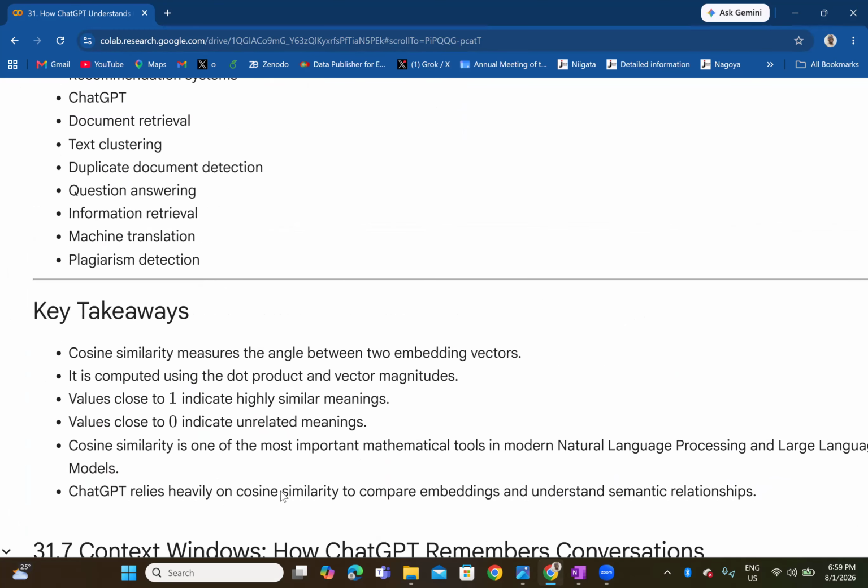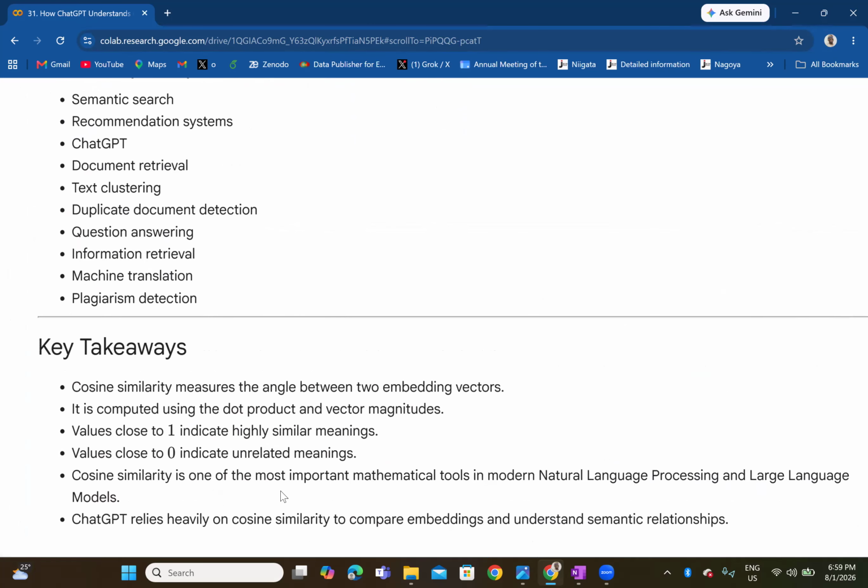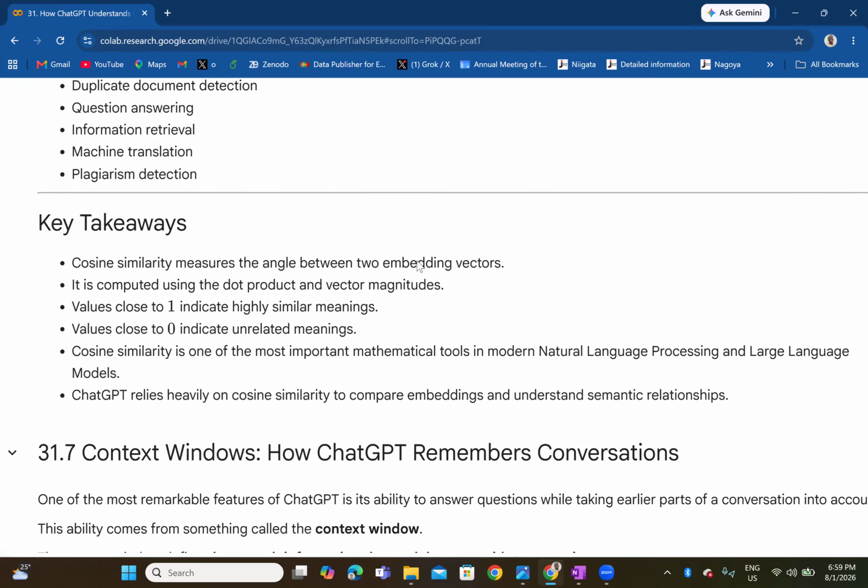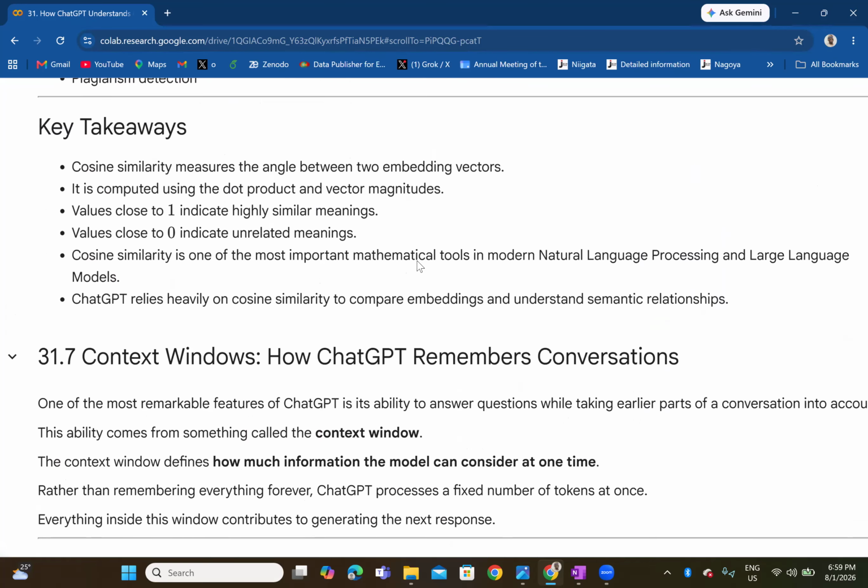So far, the key takeaways from that whole idea of semantic similarity: we see that cosine similarity measures the angle between two embedding vectors, and it is computed using the dot product and vector magnitudes. Values close to 1 indicate highly similar meanings, and values close to 0 indicate unrelated meanings. Cosine similarity is one of the most important mathematical tools in modern natural language processing and large language models. ChatGPT relies heavily on cosine similarity to compare embeddings.